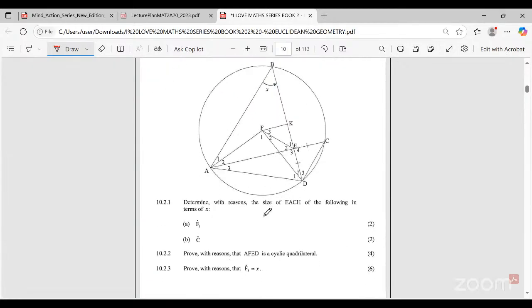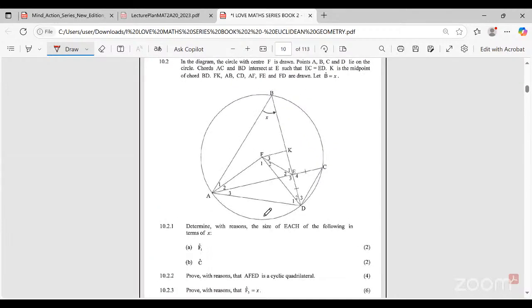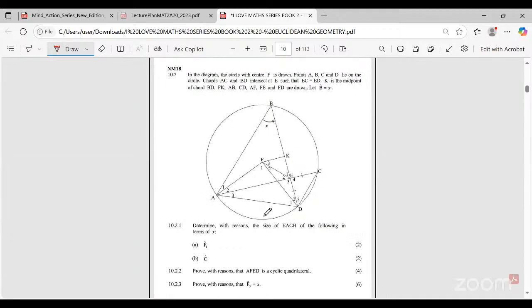Do you mind zooming out a bit so I can see the whole question? Can you see now? Thank you. Yes, sir. They are saying in the diagram, the circle with center F is drawn. Points A, B, C, D lie on the circle. Chords AC and BD intersect at E.